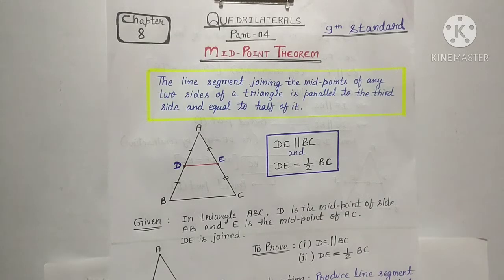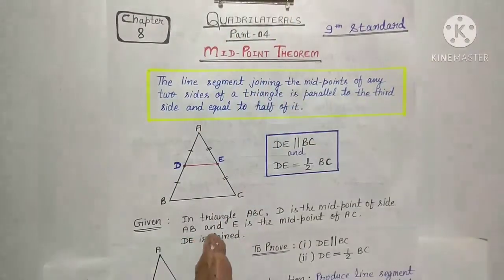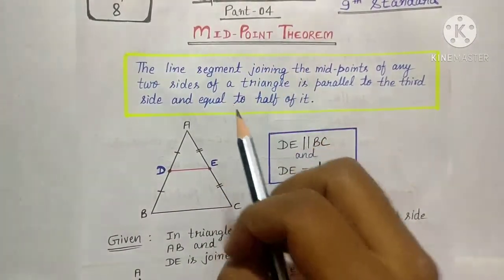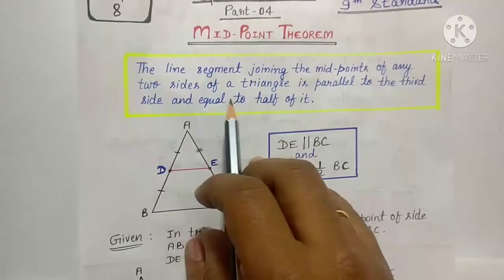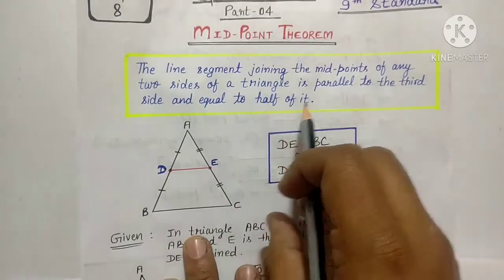So students, today we are going to start part 4 of chapter number 8, quadrilateral, and today we are going to learn a very important theorem, that is the midpoint theorem. So what is the midpoint theorem? The line segment joining the midpoints of any two sides of a triangle is parallel to the third side and equal to half of it.